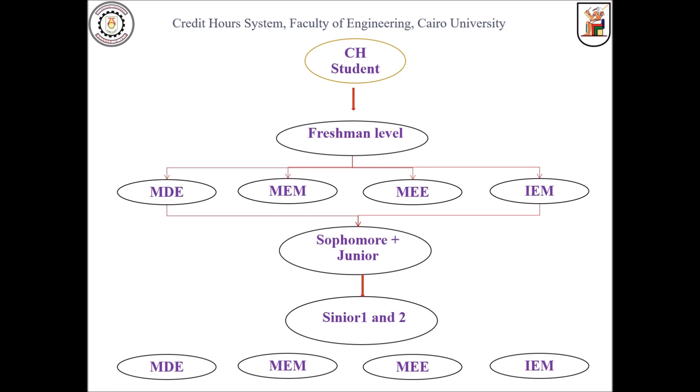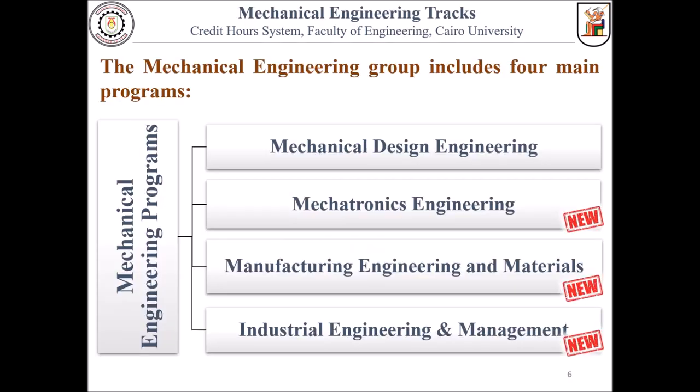After that, after finishing the junior level and going to senior 1 and 2 levels, they study specialized courses in each of the 4 tracks. On the history of the tracks, mechanical design is the oldest one, which started with the credit hour system. Mechatronics, manufacturing engineering and industrial engineering are new tracks that started last year.